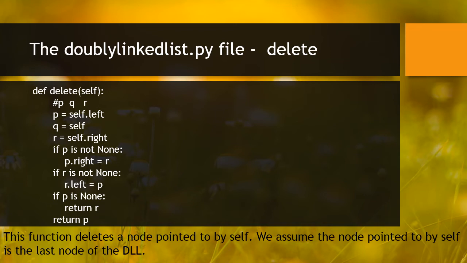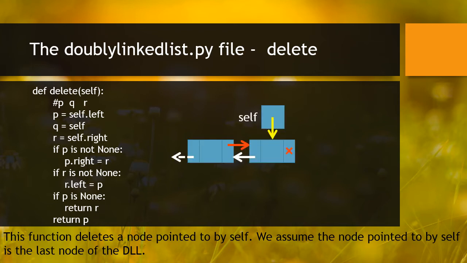Finally, we look at the situation where the node pointed to by self is the last node of the DLL, and we are supposed to delete it. Again, we arrange PQR. P is self.left, so it points to the node on the left of self. Q is self. R is self.right, but there is no node on the right of the node pointed to by self. So R is none.